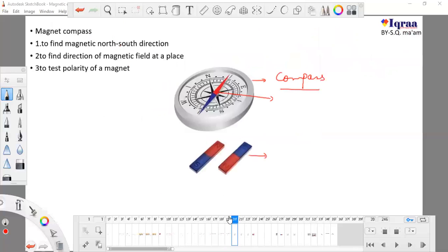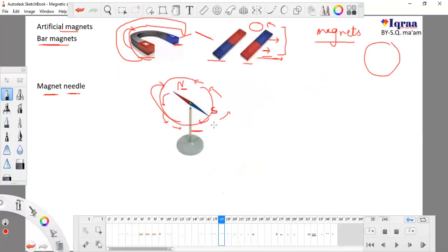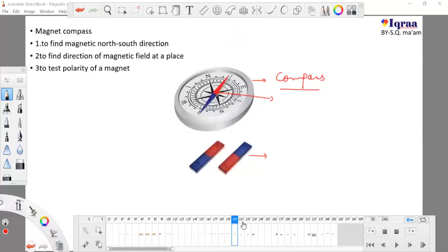But the compass is a compact thing, and it is not affected by the environment. I cannot use this needle in rain because it is open, but I can use the compass in rain because there is no problem, it is covered with glass. So this is showing north pole and this is showing south pole, so this is a compass.